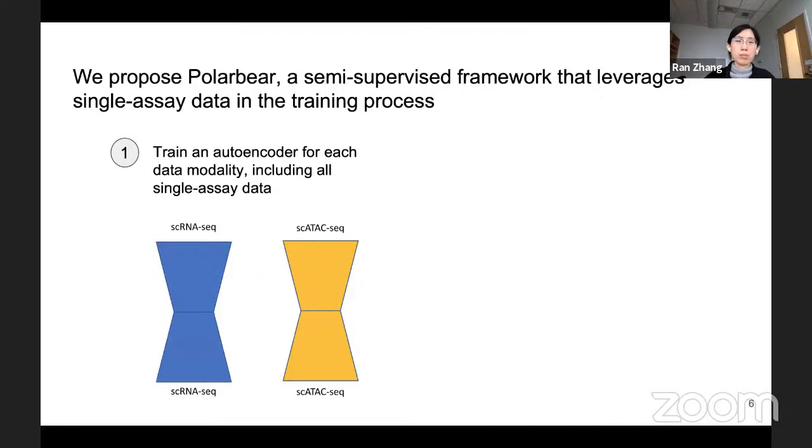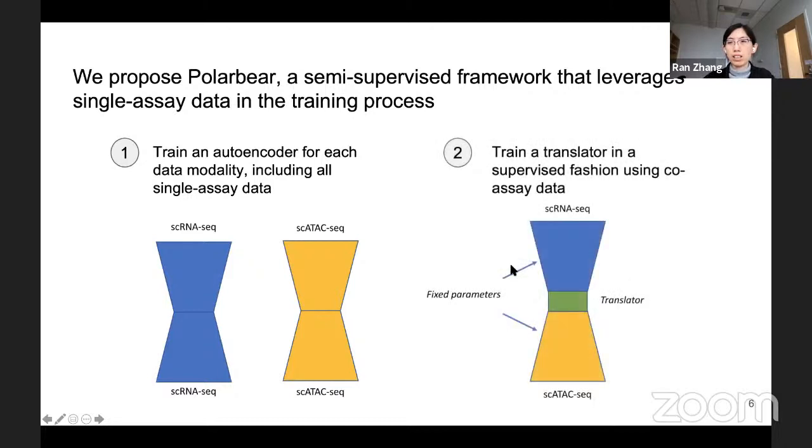And with that idea, we propose this Polarbear method, which is a semi-supervised framework that can leverage this unlabeled single assay data in the training process. So here, in the first step, we train an autoencoder for each data modality, including all the single assay data, to learn a more robust representation of the single cells. And then we can learn a translator between the embedding layers of the autoencoders in a supervised fashion using the co-assay data.